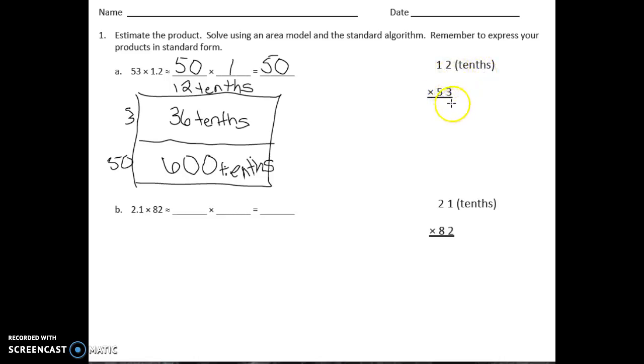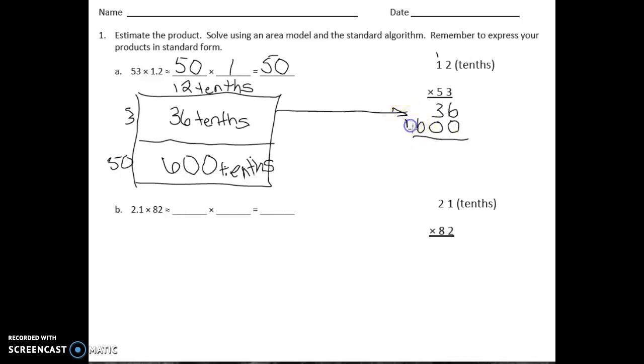3 times 2, as you know, is 6. 3 times 1 is 3. So these partial products match. And then we're going to look at this, see how we get it. We know that 50 times 2, we're going to have a 0 in the ones place. And then 5 times 2, that's that 10 we were talking about, that we carry. 5 times 1 is 5, plus 1 more gets us that 6.